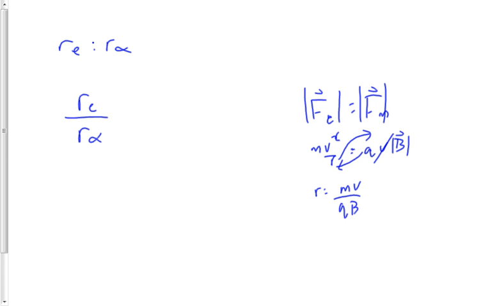Hey, we know the mass of the alpha particle and the electron. We know the charge of the alpha particle and the electron. But we don't know the speed, and we don't know the magnetic field strength. So we can't even find r. How do we divide two r's when we don't know what the value of either one of the r's is? Well, let's put in an expression here.